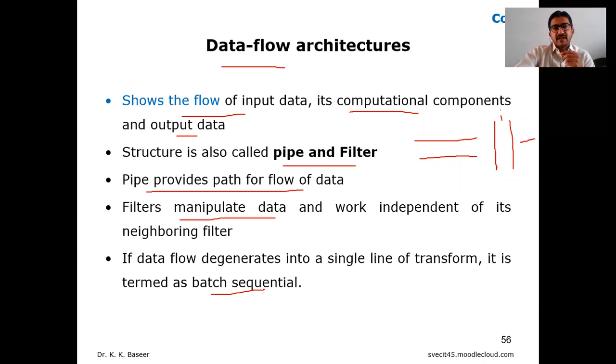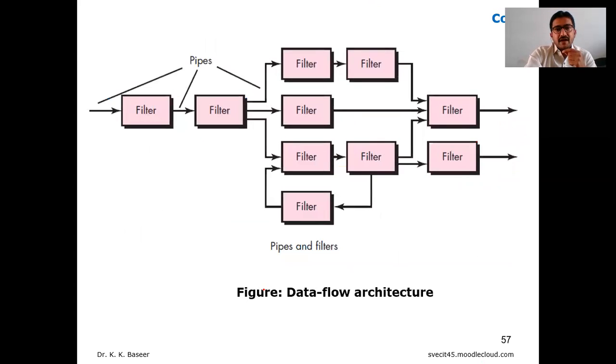The data flow degenerates into a single line of transform. This is termed batch sequential. Okay, and see the graphical representation of this data flow architecture. Like I said, it can also be called pipe and filter.